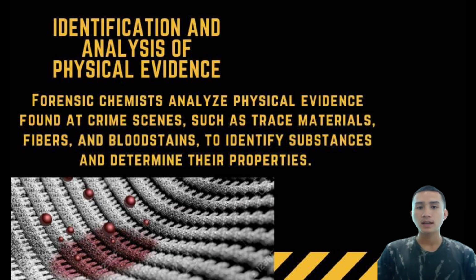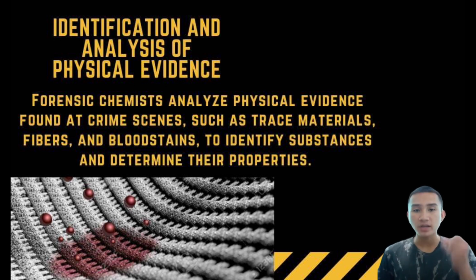Number 1. Identification and analysis of physical evidence. Forensic chemists analyze physical evidence found at crime scenes, such as trace materials, fibers, and bloodstains, to identify substances and determine their properties.